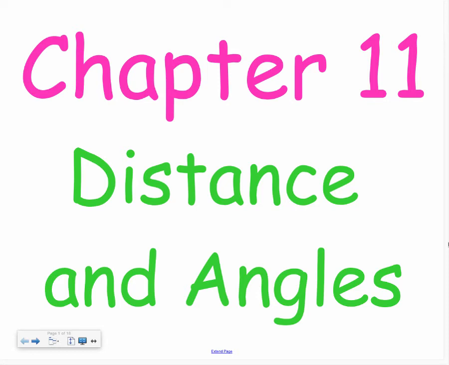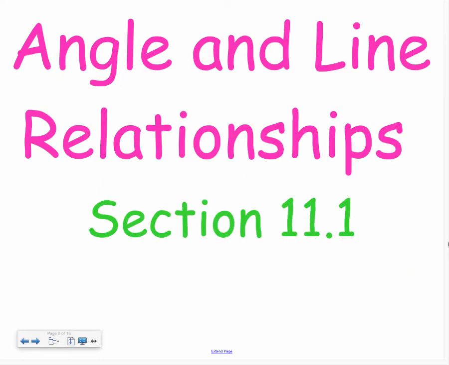Right, so today we are starting chapter 11, which is distance and angles. So we're going to get into a little bit more of the geometric part of the pre-algebra book. Today specifically we are looking at angle and line relationships. Fair warning, this is your favorite day of the lesson.